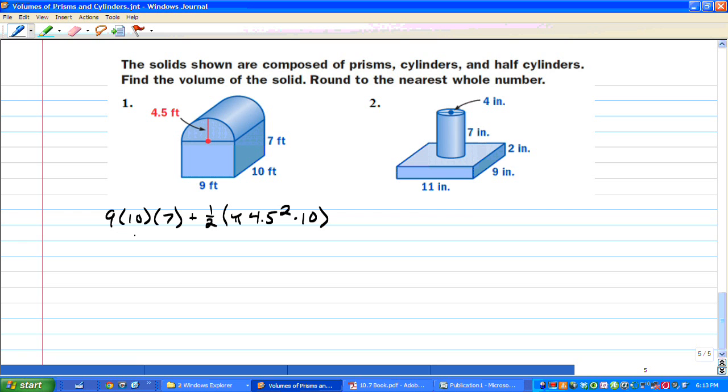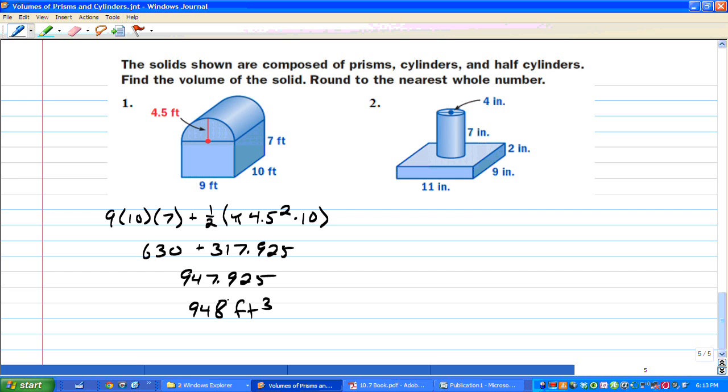So 9 times 10 times 7 is 630. Plus 1/2 of pi times 4.5 squared times 10 is 317.925. Add those together, 947.925. To the nearest whole number is 948, and it's going to be feet cubed.